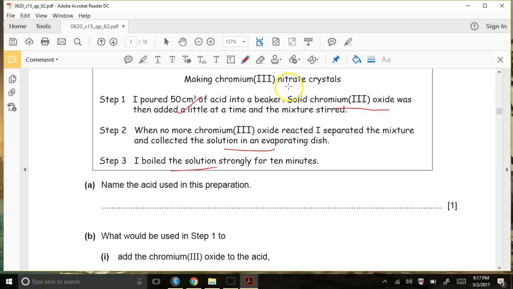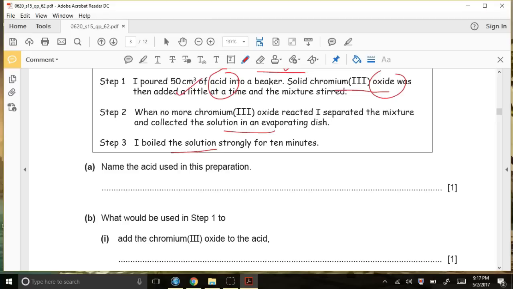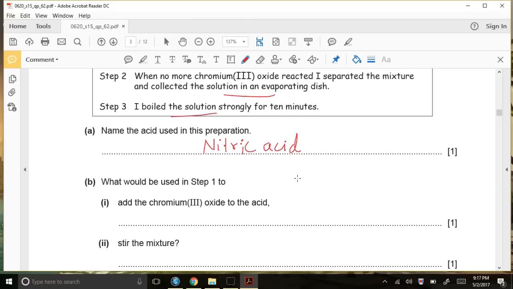And don't forget, your objective is to prepare chromium 3 nitrate, and you're starting off with chromium 3 oxide, so the acid must be the one who is supposed to give you the nitrate, and that's how you have to think. So hopefully with that information you could figure out the name of the acid who could give you a nitrate. And yeah, you guessed it right, this is nitric acid, HNO3, that's the formula there.